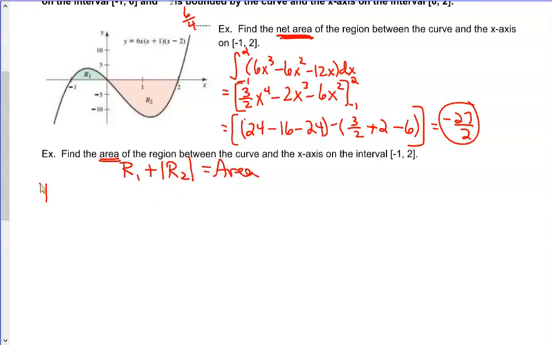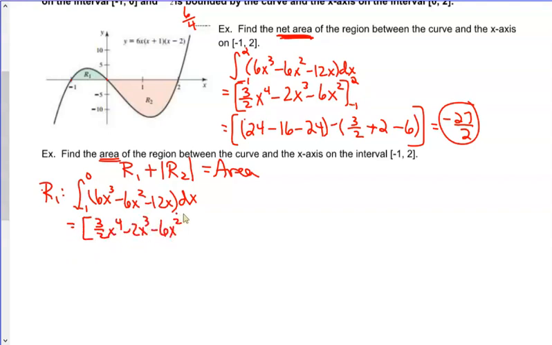Okay, so let's just find the area of region 1. That is going from -1 to 0 of the function 6x cubed minus 6x squared minus 12x dx. Now, the big thing is we've already integrated this. We already know what it is. Right here is the antiderivative, but I'm going to change my limits here. So this is equal to 3 halves x to the 4th minus 2x cubed minus 6x squared. Now, instead of evaluating at 2 and -1, I'm evaluating at 0 and -1.